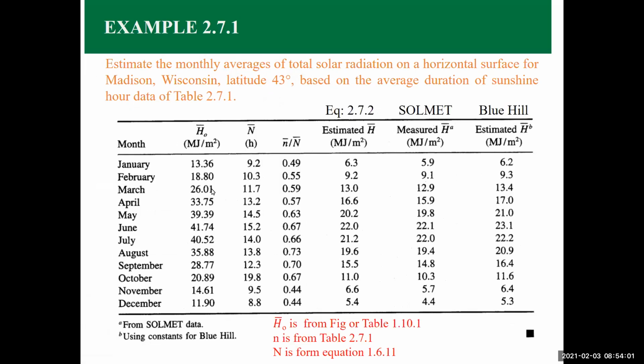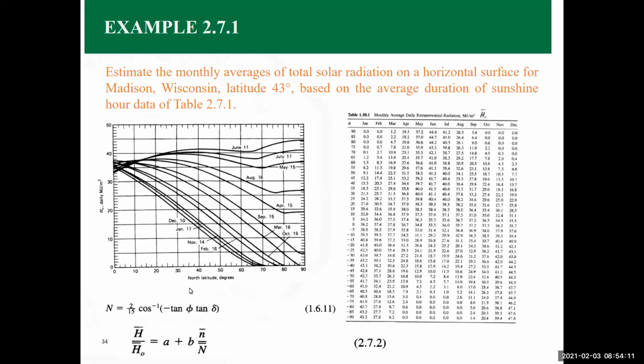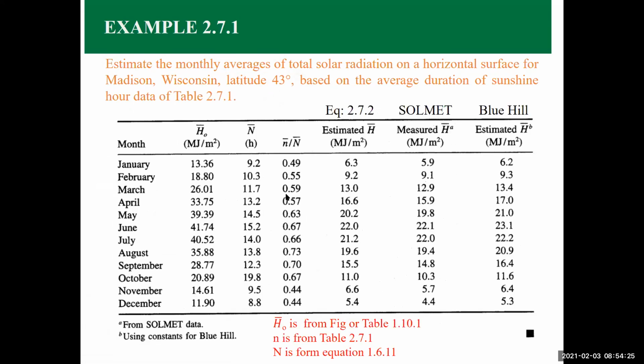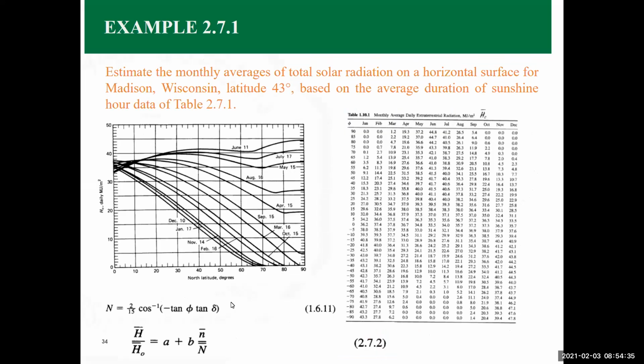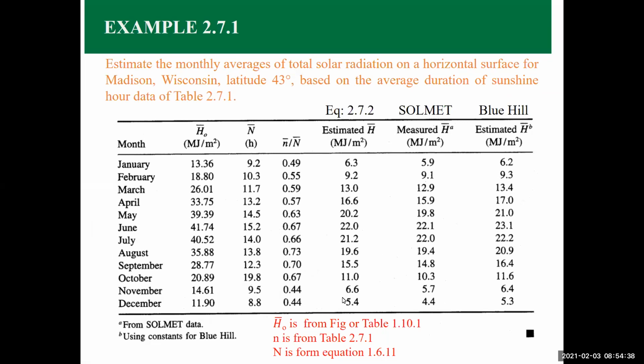And the values of each node are obtained from the figure, and they are all listed here, or from the table, it depends. And then the capital N is obtained by using this equation here, 2 over 15 cosine inverse of minus tan phi tan delta. And you know how to calculate delta. It's been given there in our first chapter, chapter 1, which is the inclination. Small n over capital N, so we have small n obtained from the table, capital N is obtained from here, and then the estimated value of H from this equation is being calculated in this value here.